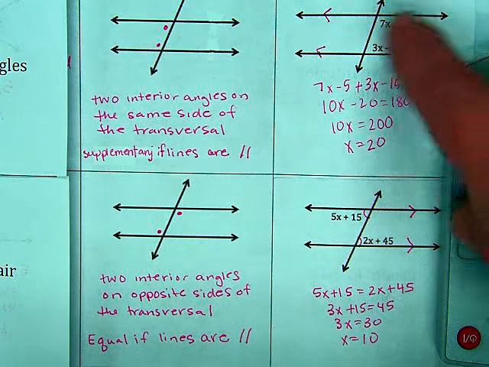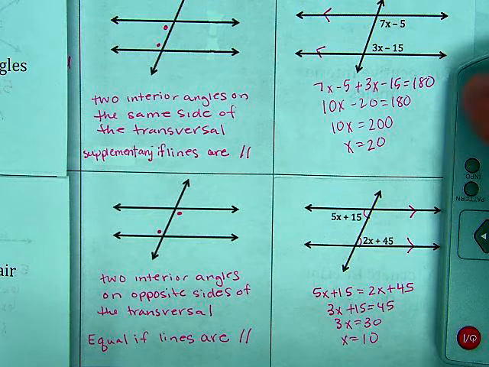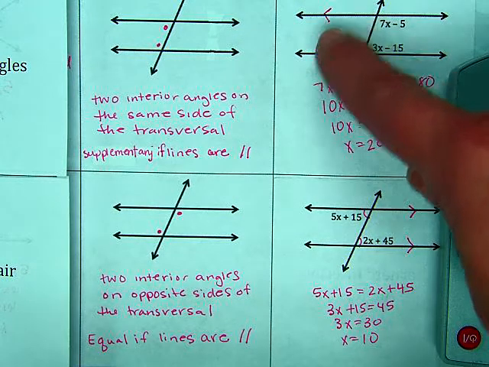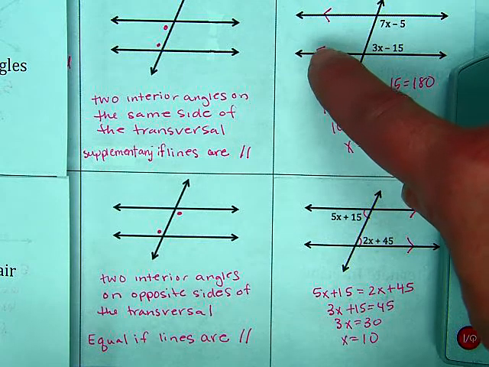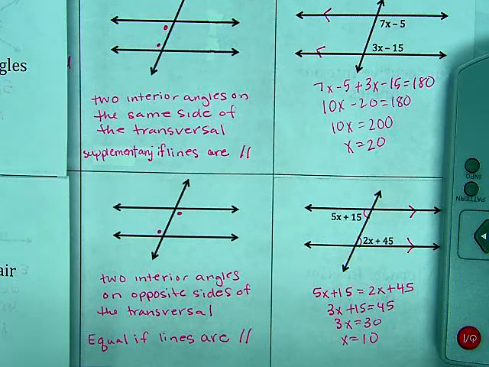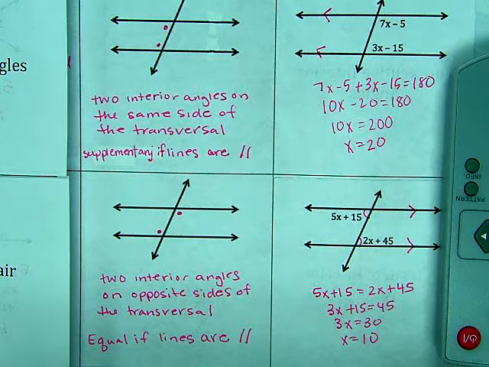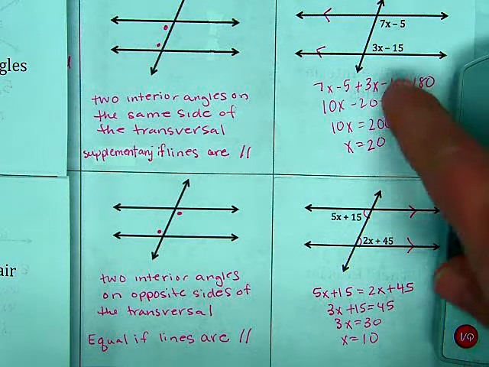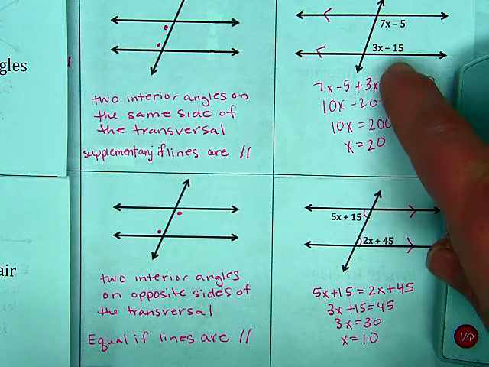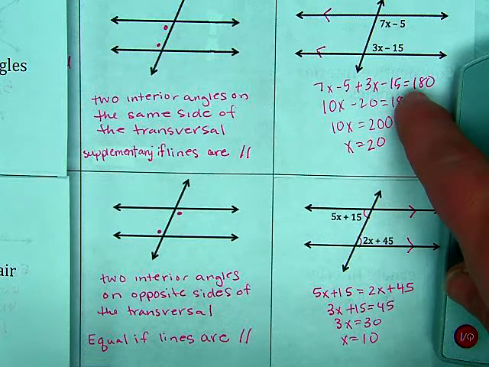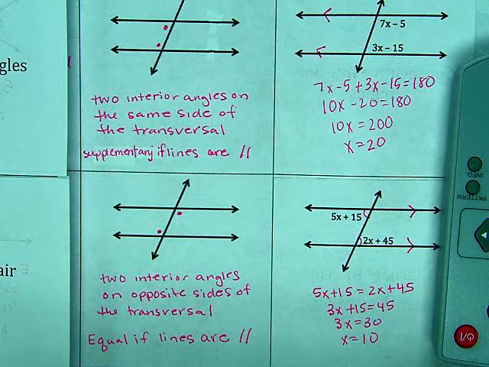And so on the door for that particular area of the graphic organizer, please mark the lines parallel. And as soon as you mark the lines parallel, you then know that those 2 expressions add to 180. 7x minus 5 plus 3x minus 15 are supplementary. They equal 180 degrees.